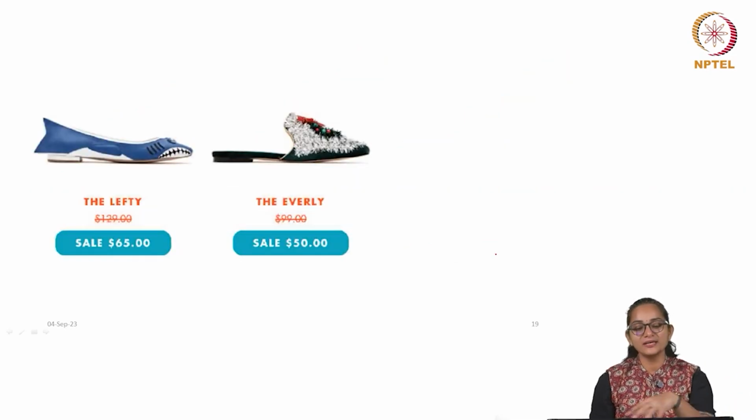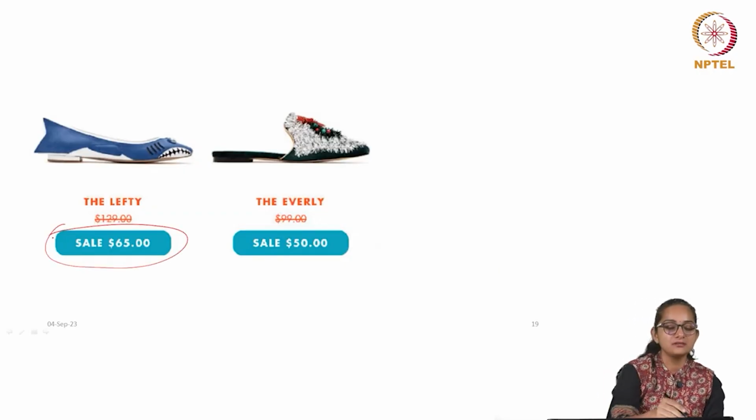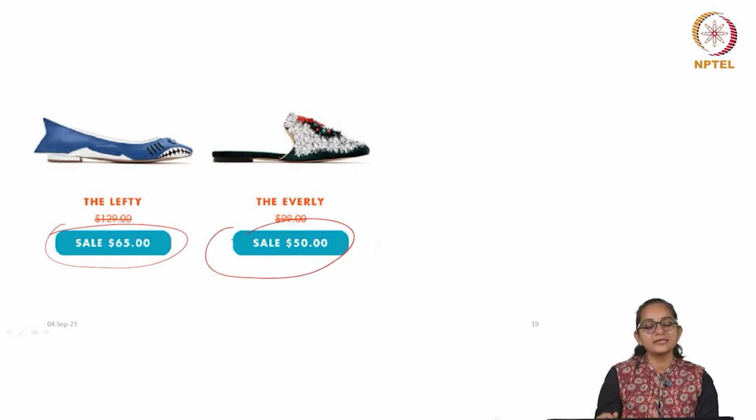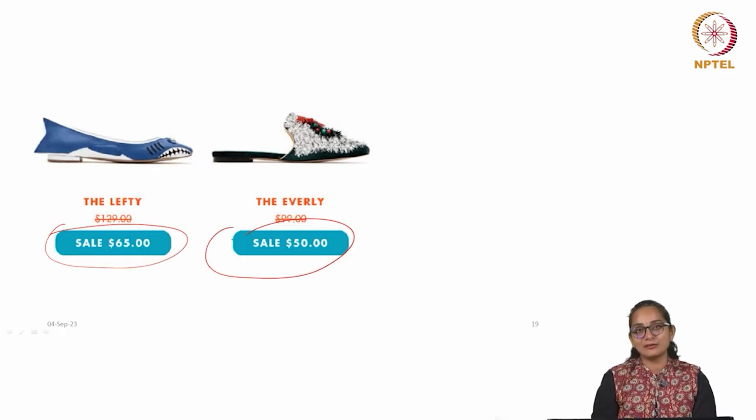Just by looking at this picture you may feel that these are actually buttons, however they are not, they are just indicating the sale price. So then it is a false affordance because it looks exactly like a button.